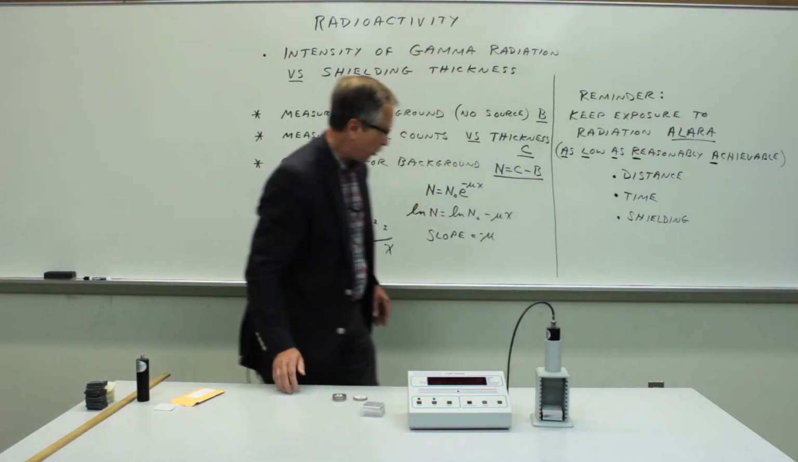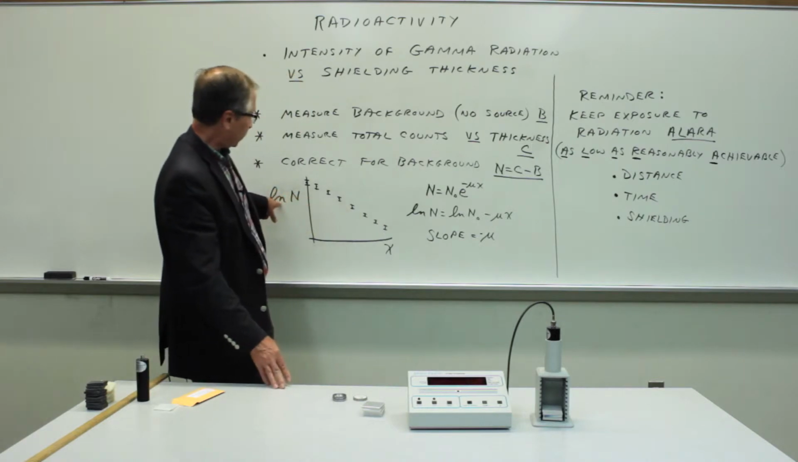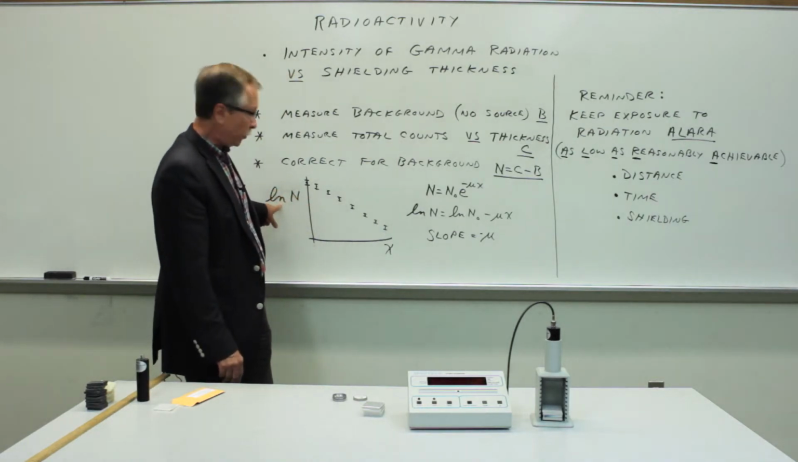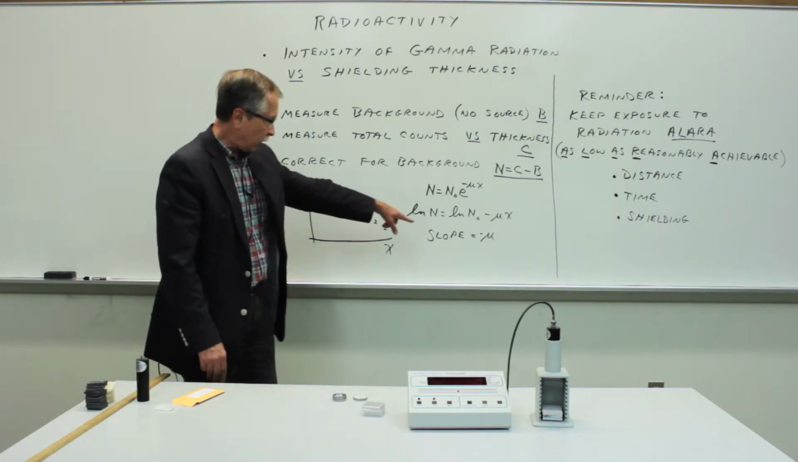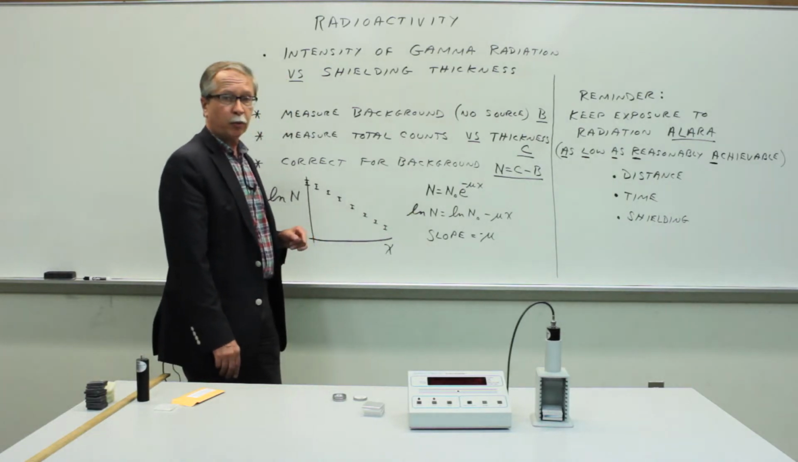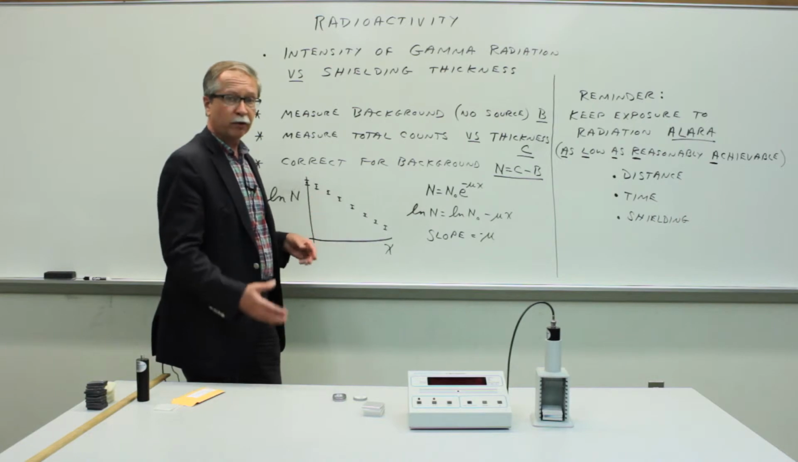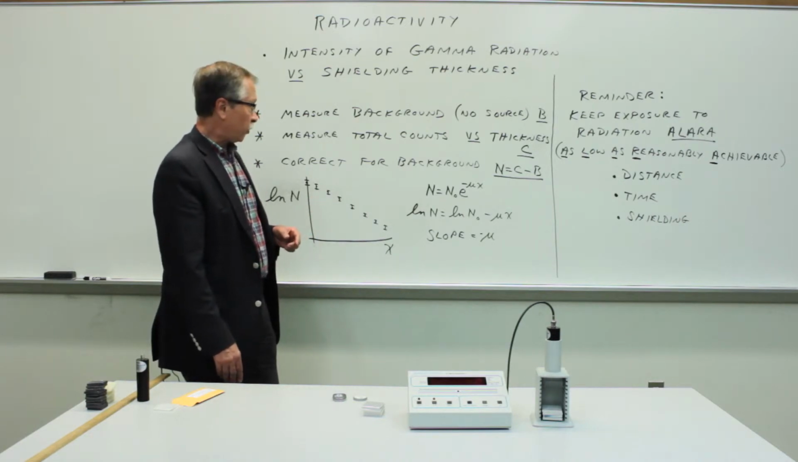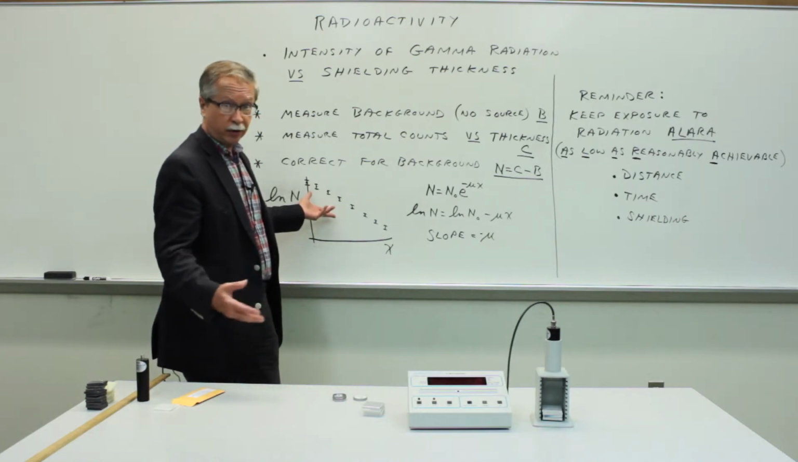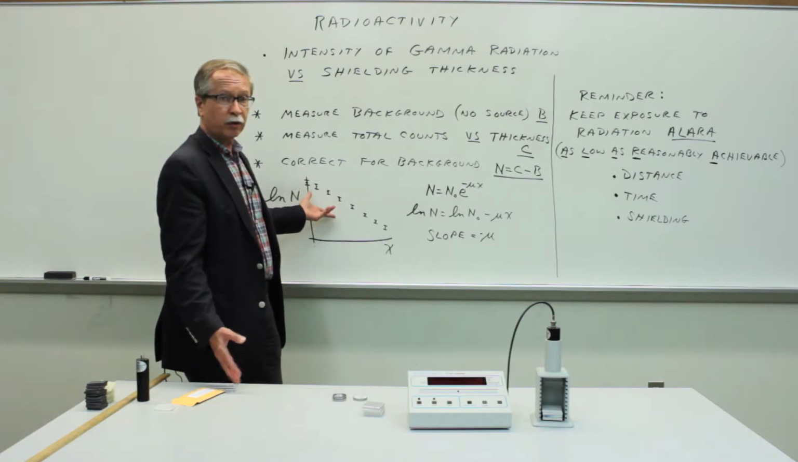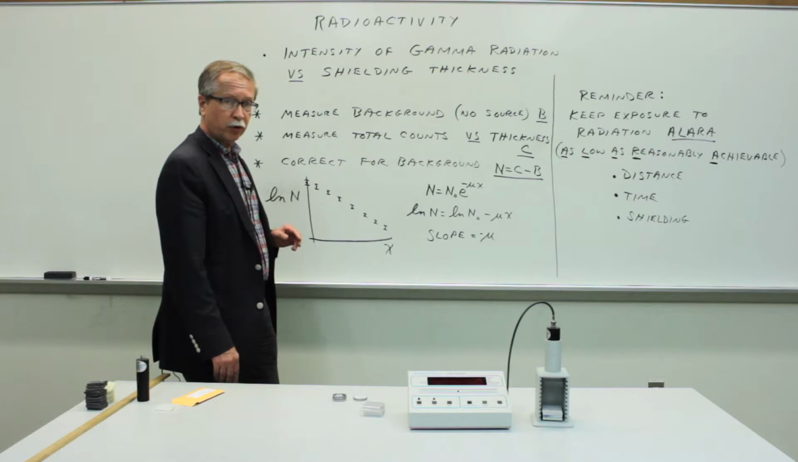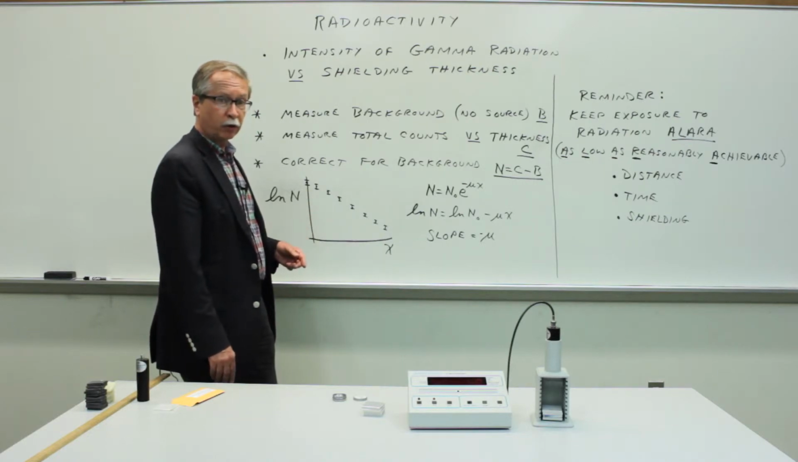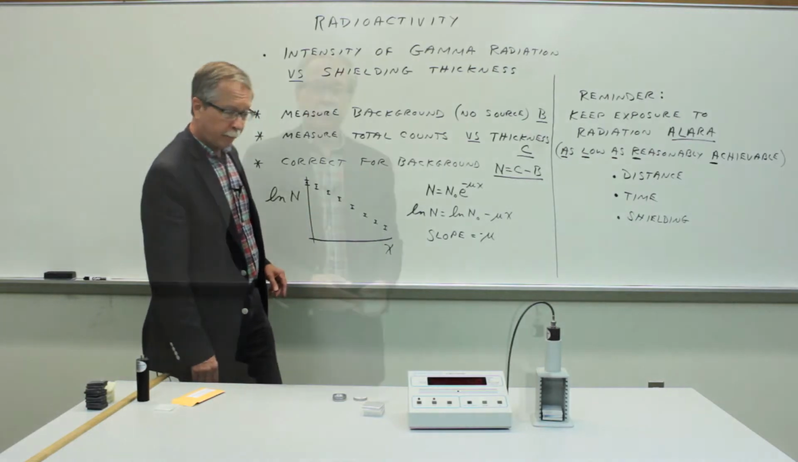So once again, you'll just plot the natural log of the corrected count as a function of thickness of shielding material. The slope of that line is minus the scattering probability, and the objective is to show that for different materials, the electron density of the material affects the scattering probability. So we'll compare 2 different materials and see which has the largest scattering probability.